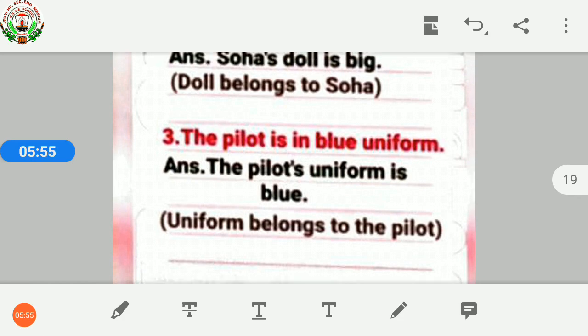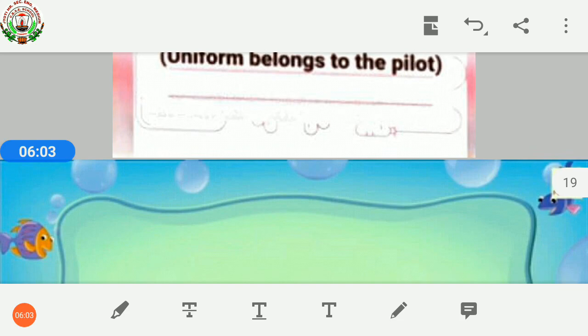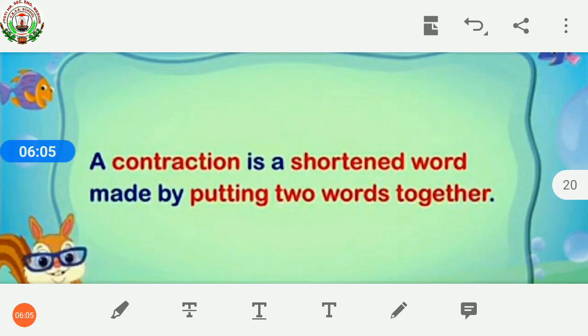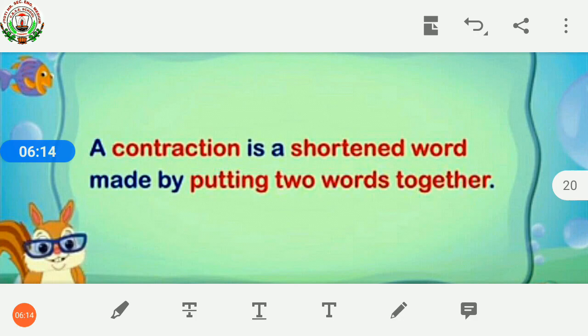So children, I hope you have learned very clearly about the use of apostrophe S in showing the position of noun. Let us move to the second use of apostrophe, that is for the contraction of word. What is contraction? A contraction is a shortened word made by putting two words together. So children, contraction means to shorten two words and to form one new word.